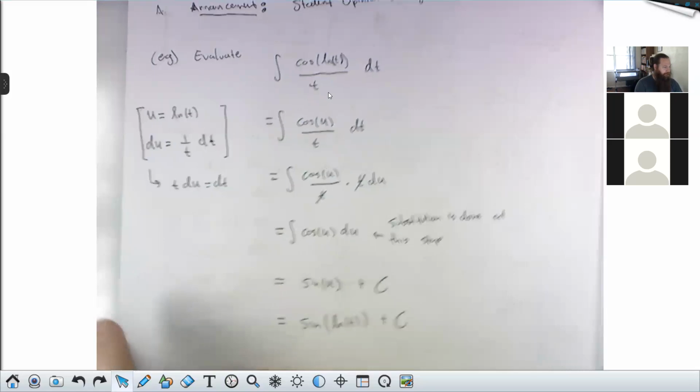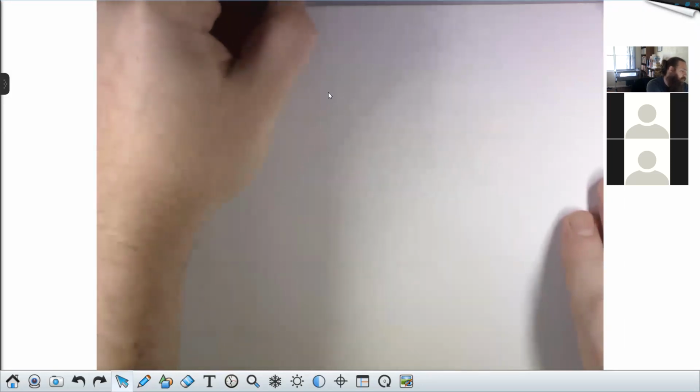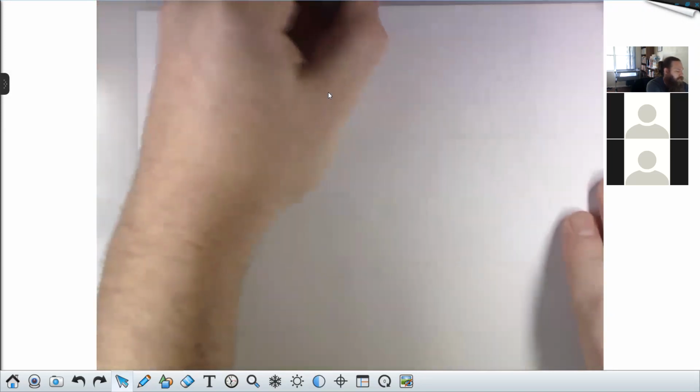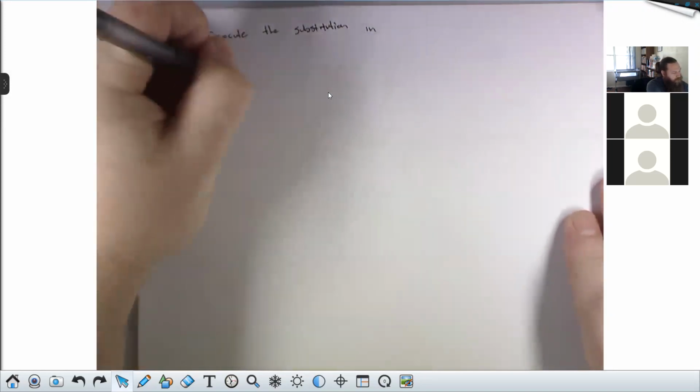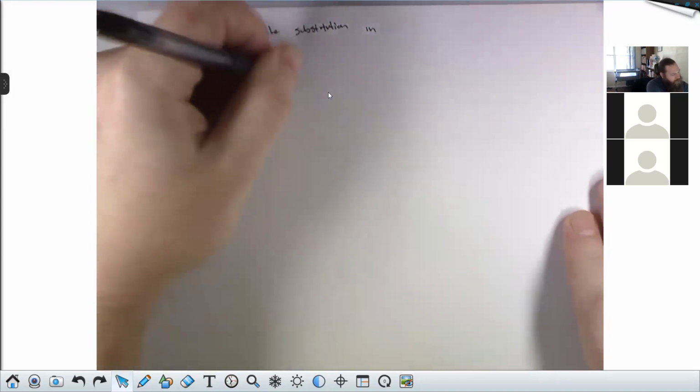Like sub u for t or t for u. Well, let's take a look at it. Let's see how that looks. So let's execute the substitution in the integral of cos of the natural log of t.